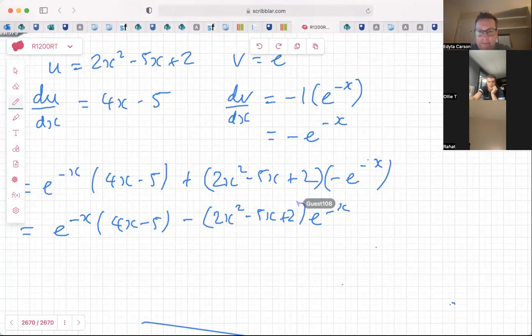You wouldn't multiply that out or take them away? Right, that's a good question. That's what I was leading to next. So we wouldn't multiply it out. No, why not? You can do it, yeah, but everything will be multiplied by e to the minus x. So 4x e to the minus x minus 5 e to the minus x minus 2x squared e to the minus x minus 5x e to the minus x plus 2 e to the minus x. Yeah, so everything would just be multiplied by it. And we prefer it to be factorized because it's neater.